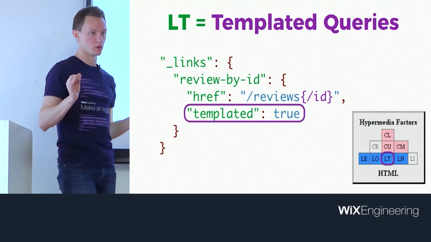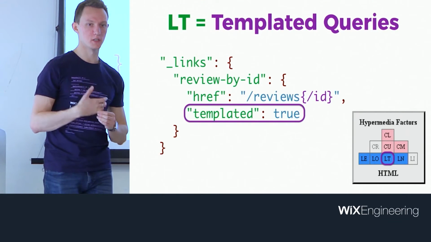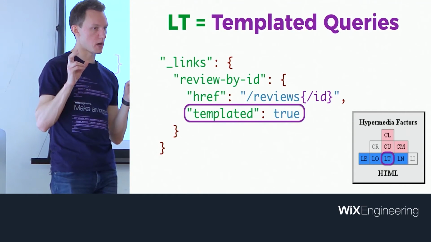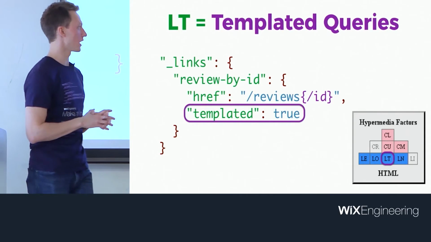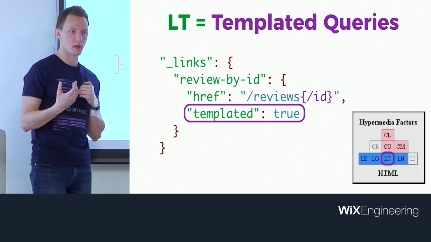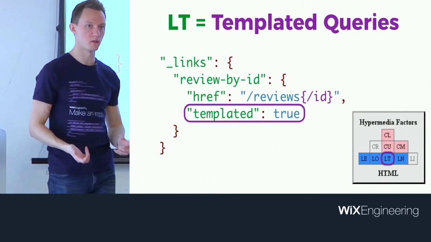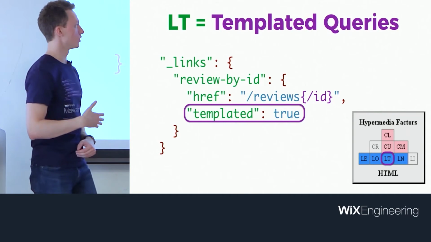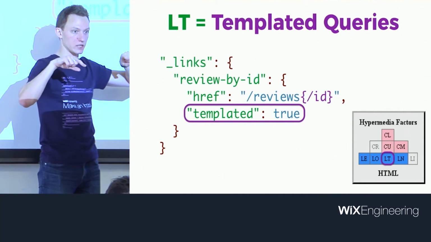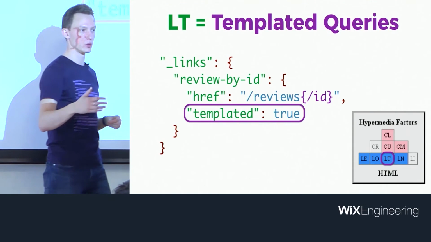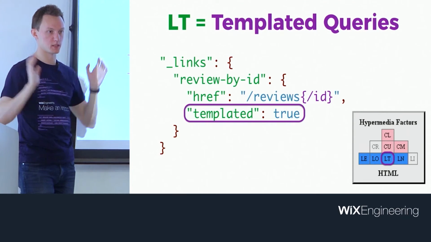There is an enormously important hypermedia factor which is called templated queries. This is the way to parameterize your request to the server in terms of the URL. So now you can say, I don't want to get a particular review. I want to search for review, for example, by ID. So you introduce a new link relation. You say, this is going to be review by ID. And then in the URL, you actually say, there's a templated piece in here, which requires you to fill in an ID. And the link now says, OK, I'm templated. Please use me as a templated one.